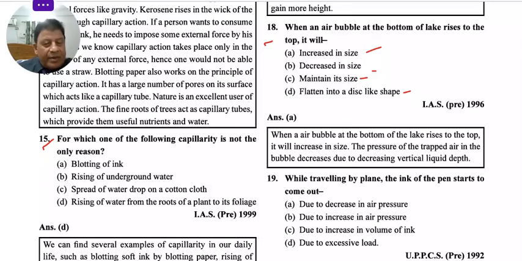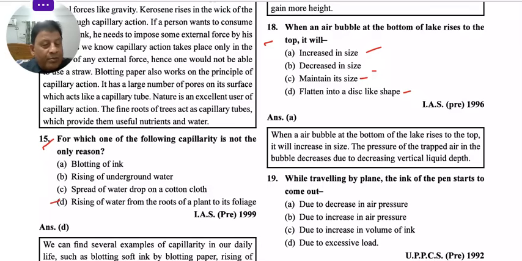For which one of the following is capillarity not the only reason? Blotting of ink, rising of underground water, the spread of a water drop on a cotton cloth, rising of water from the roots of a plant to its foliage. What is being asked is for which one capillarity is not the only reason. Here the right response is D.